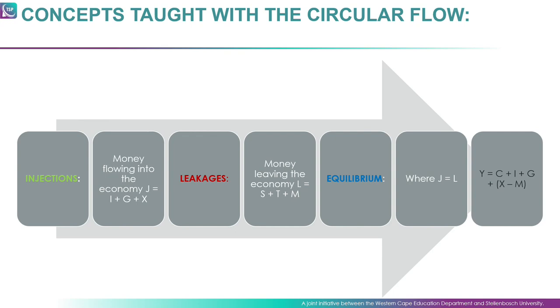and X for exports, which is the money we receive for selling our domestic goods in other countries. Then leakages, whereby money is leaving the economy. We denote that as L, standing for leakages, equal to savings, the money that I'm not going to spend but save. Also the portion of my income that goes to the government in the form of taxation. And also when I decide to buy from another country, because that would be money leaving the South African circular flow, being injected into a foreign country's circular flow.